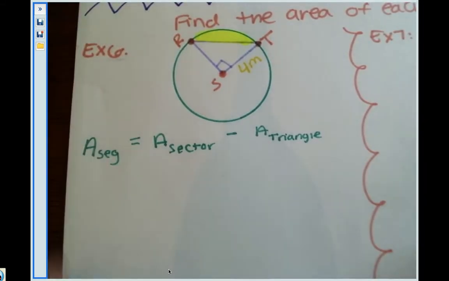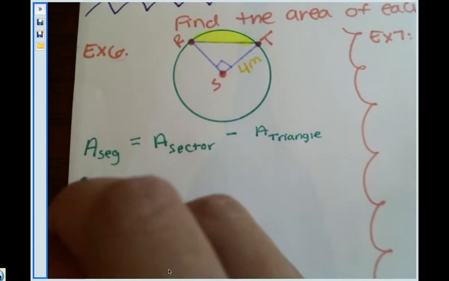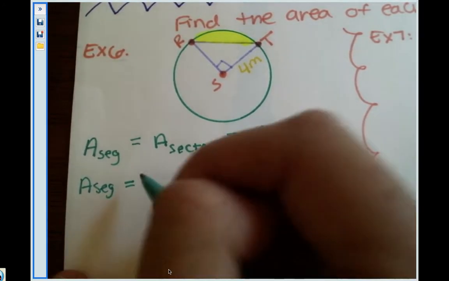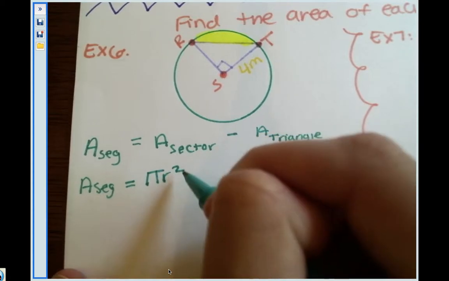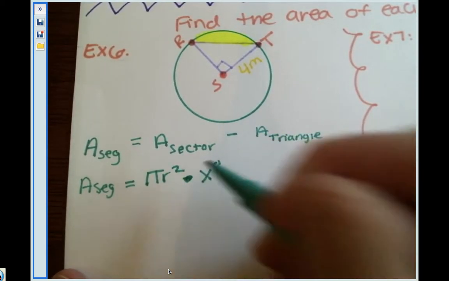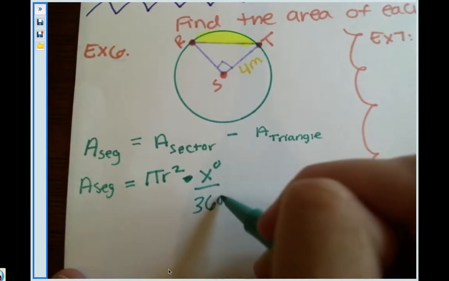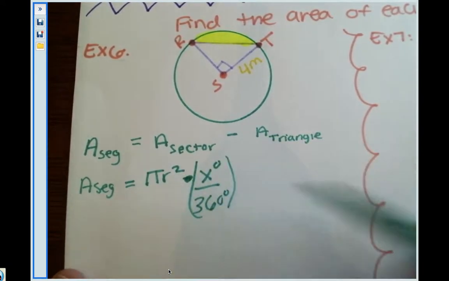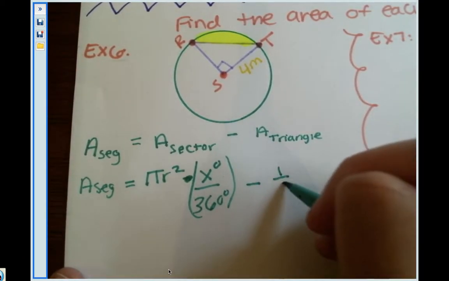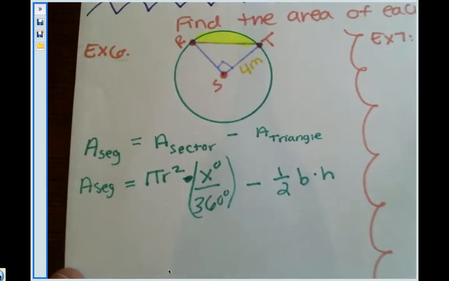All right, let's get going. So A seg, area of segment, equals the area of the sector, which we know is pi r squared times the fraction of the area we're dealing with, which you could put in a parenthesis if you wanted. Then it's going to be minus the area of a triangle, which is 1/2 the base times the height.